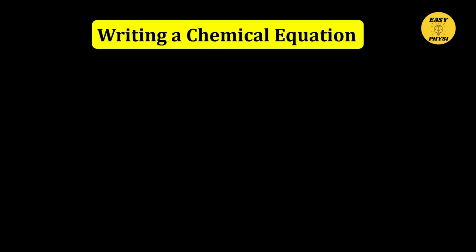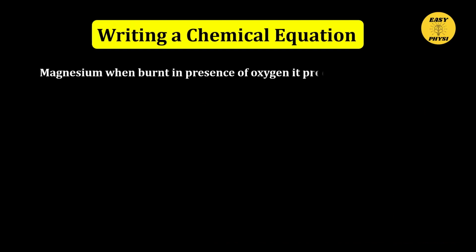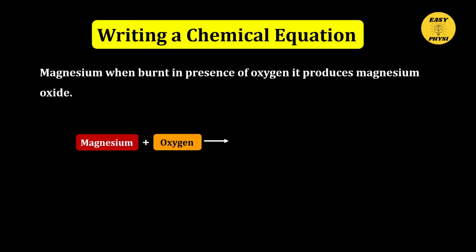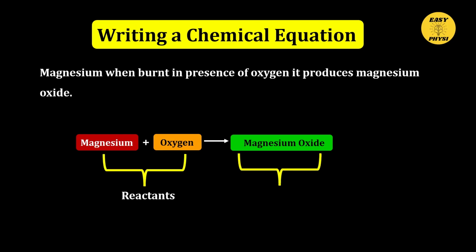Writing a chemical equation. Magnesium, when burnt in presence of oxygen, produces magnesium oxide. So it is a verbal description of a chemical reaction. It can be written in the form of word equation as magnesium plus oxygen gives magnesium oxide. The starting materials are called the reactants, while the final substance formed is called the product. Reactants and products are separated by an arrow. Reactants are always written on the left hand side, while the products are written on the right hand side.